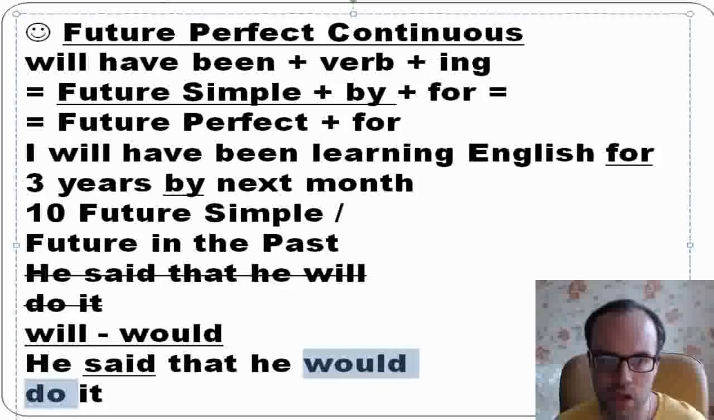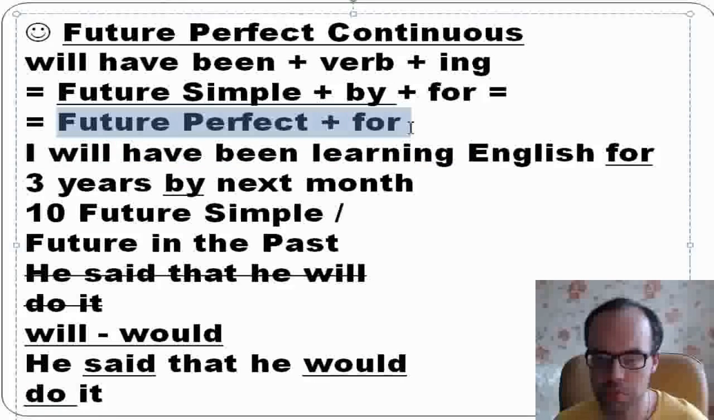Okay, so you see that future perfect continuous is will have been plus verb plus ing, or in other words, it's future simple plus by and for. And what is future simple plus by? It's future perfect, or future perfect plus for. You can look at the following example. I will have been learning English for 3 years by next month. So, that was station number 10.